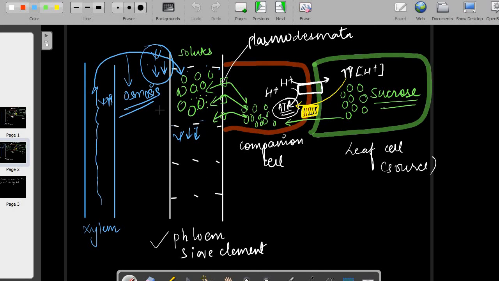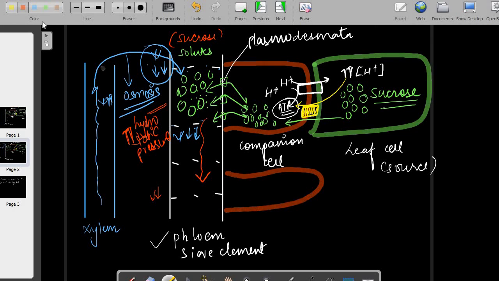Because of the hydrostatic pressure built up here, the pressure created because of water was high here. Because of that, the solutes have moved down along with the water. The solutes here, I mean to say, are sucrose. They will move down to the low hydrostatic pressure, and here again the unloading will take place.